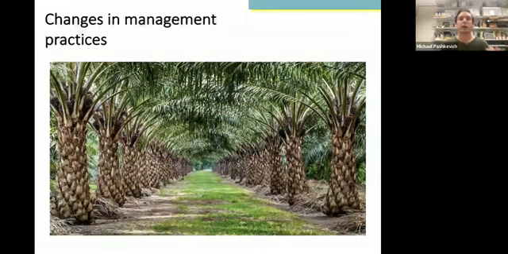Now, an alternative strategy is to look for changes within oil palm management. So rather than stopping production, looking for ways to improve the way in which oil palm is produced, in order to create more sustainable and environmentally less harmful, but still high-yielding oil palm systems. And this is where my research predominantly falls, is looking at how management affects these agro-ecosystems.